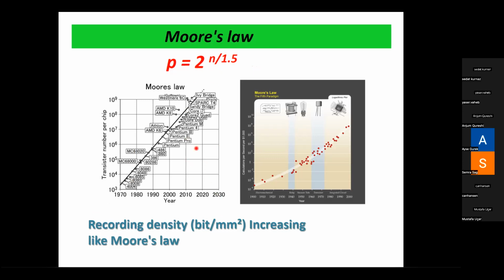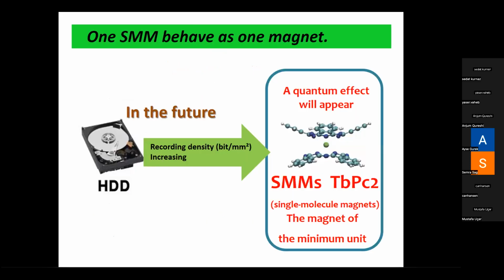Now it is 2023. To increase the memory devices, we must make the classical magnet smaller, into nano size. However, a classical magnet does not work at nano size because of quantum fluctuation. Then we must use a nano size magnet. Use a single molecule magnet to overcome Moore's limitation.